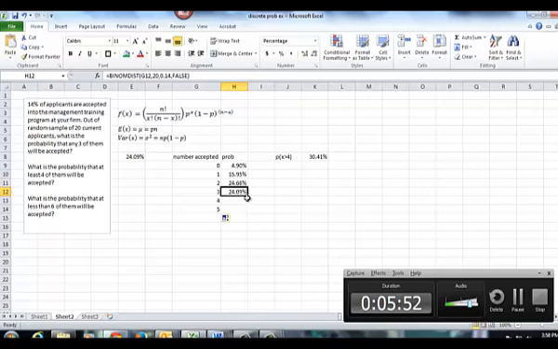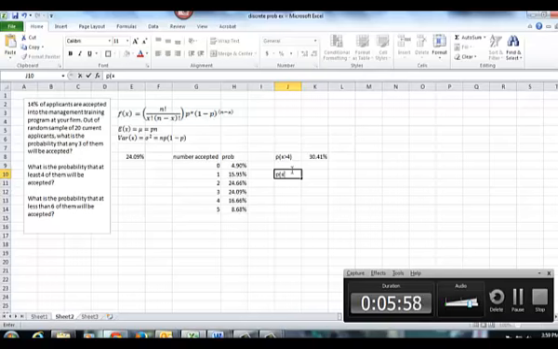Let me continue down this formula right there. The probability that less than 6 people would be accepted would be the sum of all of these probabilities. So literally, the probabilities that less than 6 were accepted. That would be 93%.